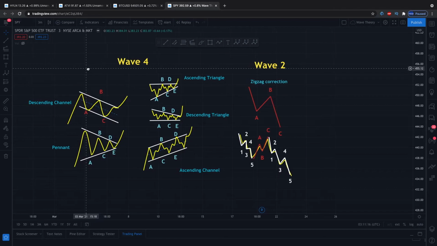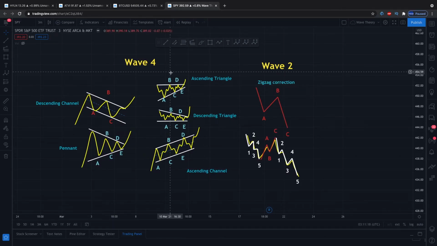Now, in contrast, we go to wave 4s, and there's a lot of patterns that can appear, but these are some of the most common ones. There's also something called flat corrections, which I will cover in a future video, another wave theory video, if you guys would like me to, and let me know in the comments down below if that's something you would like me to do. But for now, these are the simplest ones and the ones that are most relevant to trading wave theory.